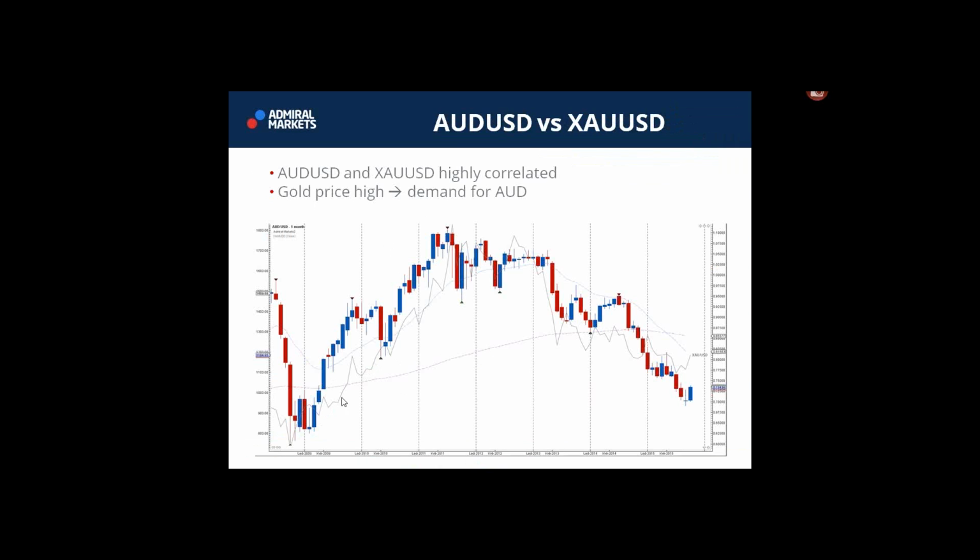AUD is the price action. Gold is the thin light gray line here that I'm following. So you can see they are more or less pretty much correlated on this monthly chart over the last 6 years, as you can see, from 2015 to 2009, more or less going the same.